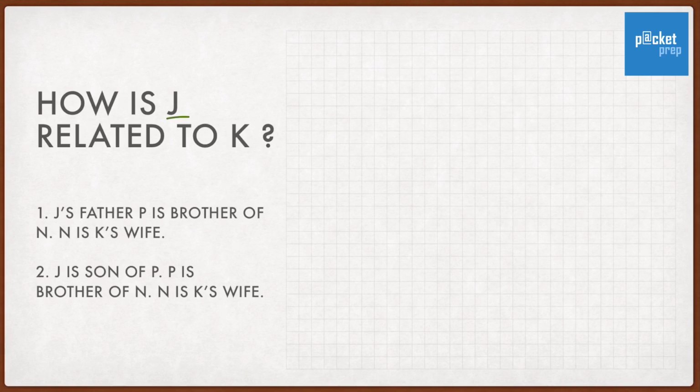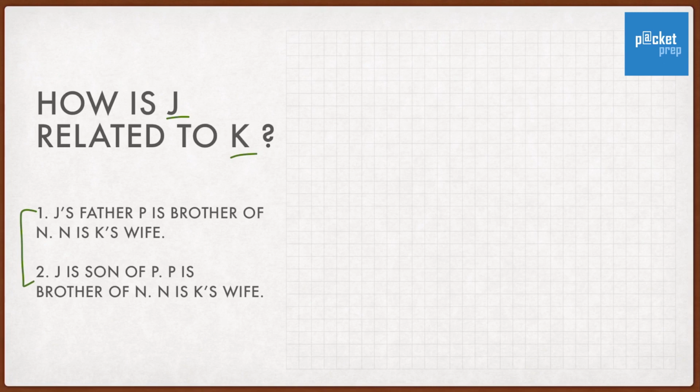How is J related to K? Here are the two statements given. Based on the given information, we need to find out whether these statements are sufficient to answer the question or not. If sufficient, which of the two will give us the answer? Either one or two or both the statements.